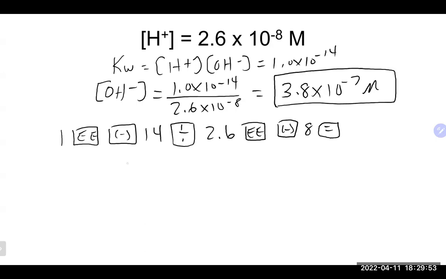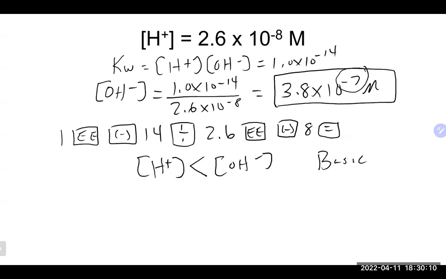In this case, the H plus concentration is less than the OH minus concentration. That means that this solution should be basic. Again, looking at 10 to the minus 7 versus 10 to the minus 8, that negative is important because it's going this way with zeros. So the bigger the number there, the more zeros, which means it's actually a smaller number in this particular case. Any questions on any of that calculation on that one?